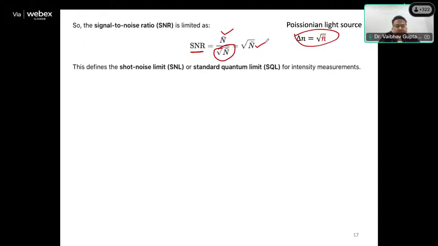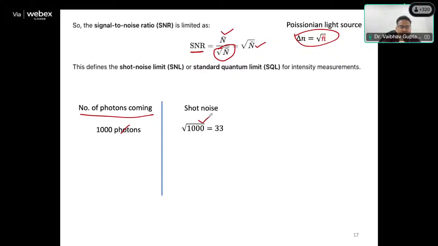Let me give you a very simple example to try to understand this. What is the meaning of a shot noise limited system or a measurement below shot noise? So let's say the number of photons coming is given in this column, and the shot noise is given here. The formula is the square root of n bar. So if the average number of photons is 1000, the shot noise will be 33 roughly.